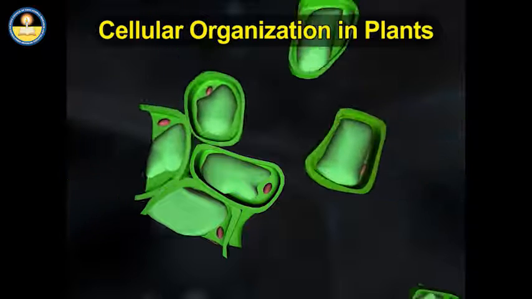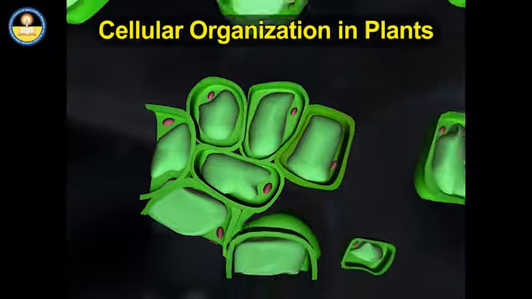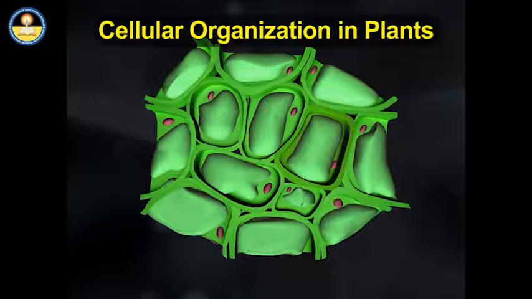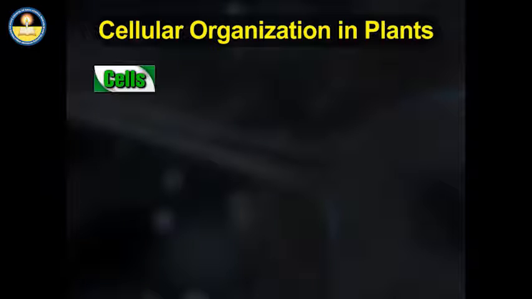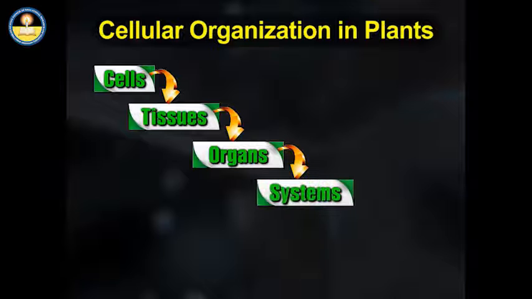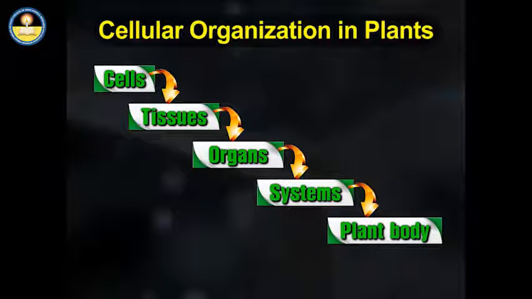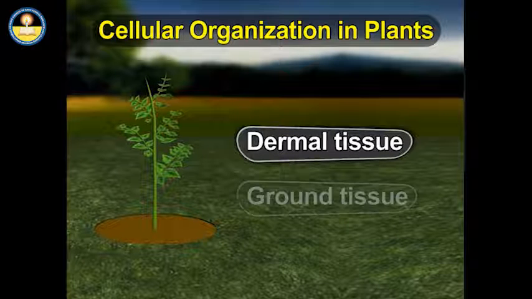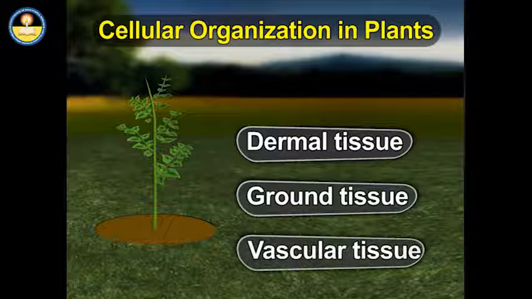Cells join to form larger units known as tissues. Levels of cellular organization in plants are also the same. It starts with cells and continues with tissues, organs, systems and ends with plant body. Different types of tissues are formed from different types of cells. Dermal tissue, ground tissue, vascular tissue.